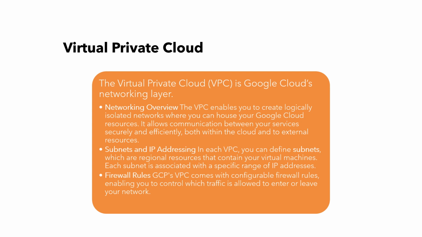An important part of networking in the cloud is managing IP addresses. GCP VPC provides both internal and external IPs. Internal IPs are used for communication between resources inside the VPC, while external IPs are assigned to instances that need to be accessible from the public internet.